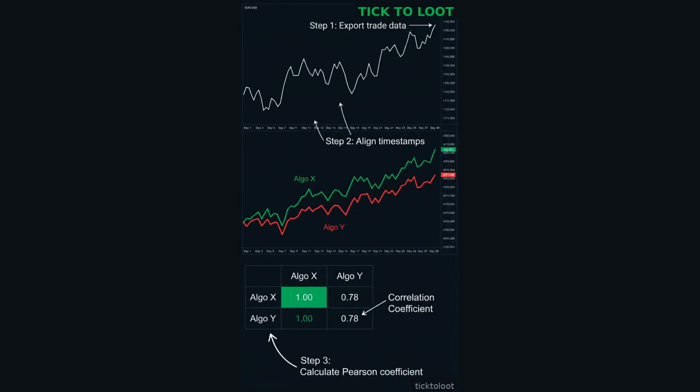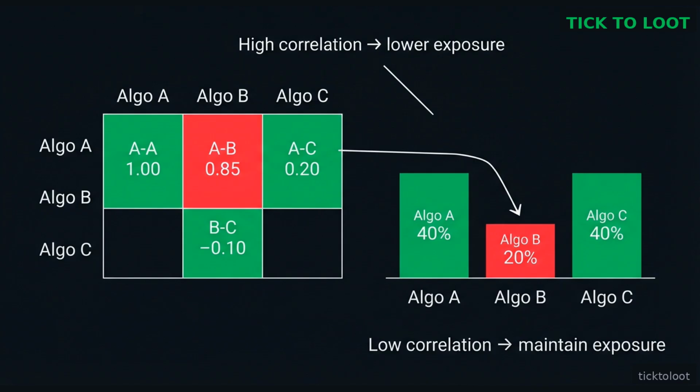By following these steps, you turn a vague idea of "they seem similar" into a concrete number you can act on. This process works for any pair of algorithms, any currency pair, and any time frame, giving you a reliable tool to manage risk. Now that you have a correlation matrix, let's see how it guides the size of each position you hold. Imagine you run 3 simple bots.